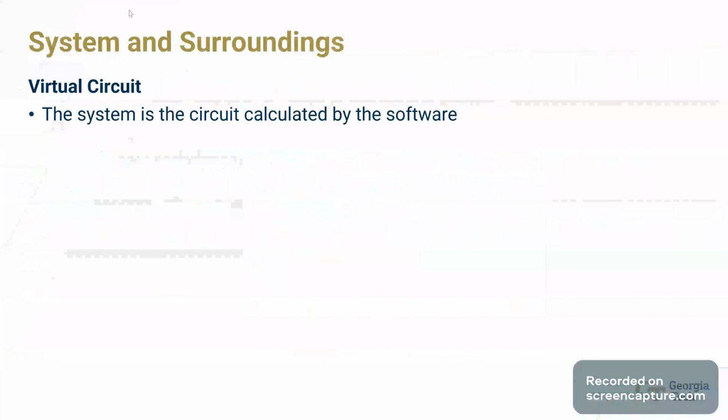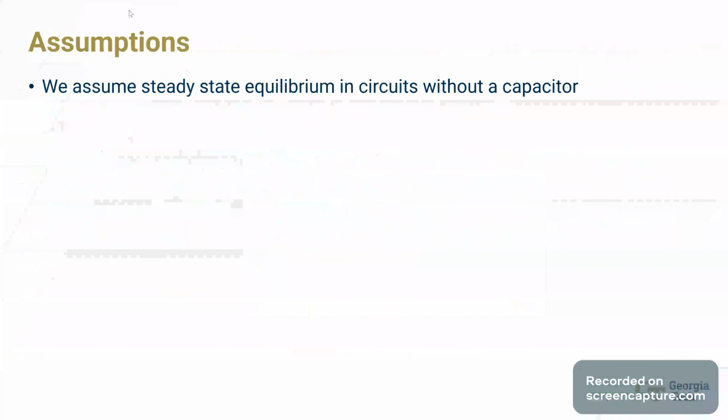For the system and the surroundings, I used the virtual circuit, the CCK software. So the system is the circuit calculated by the software. Some assumptions we have is that we assume steady state equilibrium in the circuits without a capacitor. And our main result, as you'll see throughout the rest of the lab, is that my predictions were very close to the actual observations seen in the software.